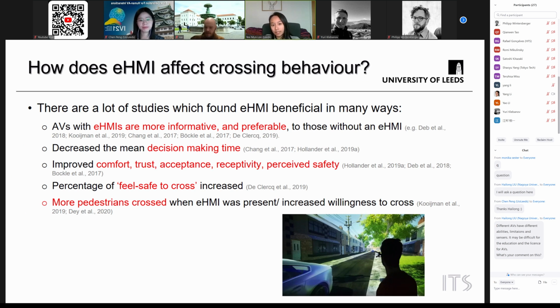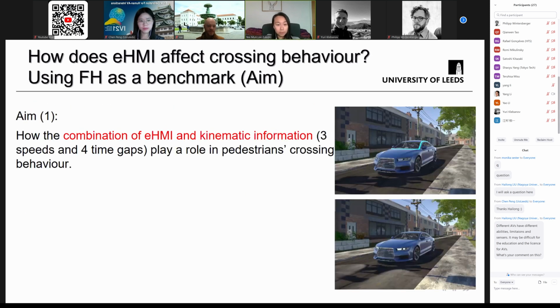However, a lot of these studies have not taken into account the manipulations of vehicle kinematics that we knew were very important, as there is a lot of kinematics information which is deemed to be more important than the explicit communications that we have observed on road. Because of this, we conducted this particular study, which has two aims. The first aim is to understand how the combination of eHMI and kinematics information plays a role in pedestrians' crossing behavior. Because in previous studies, we found that pedestrians already crossed when the vehicle is very far away before deceleration even happened, or they wait until the very last minute when the vehicle comes to a near stop. So we want to see at which different speeds and time gaps an eHMI will be effective in affecting people's crossing behavior. So that's the first aim.